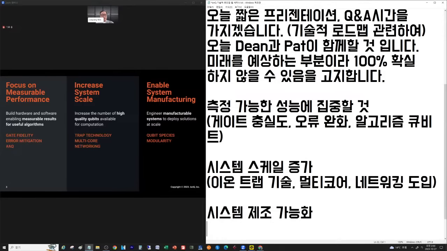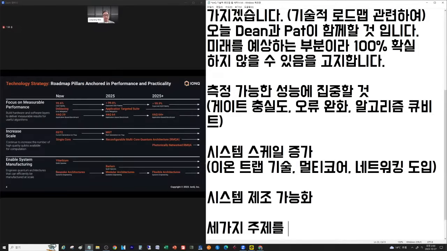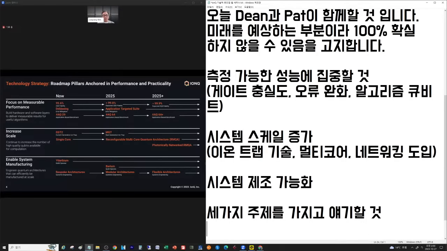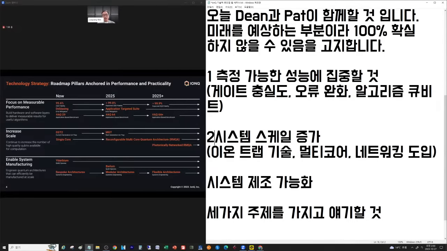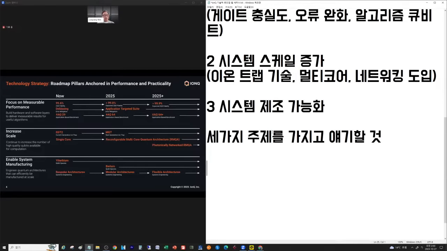More concretely, there are a large number of topics that will be covered by Dr. Kasman and Dr. Tang. In the next slide, you will see that on the measurable performance side, we're going to discuss gate fidelities, some of the error mitigation techniques, and the algorithmic qubit numbers that we've been pursuing. In order to build larger and more scalable systems, we're going to talk about trap technology and our multi-core and photonic networking technology. On the last slide, we will discuss some of our new developments in a different qubit species that we've been working on, and how we continue to engineer our systems to be much more manufacturable.